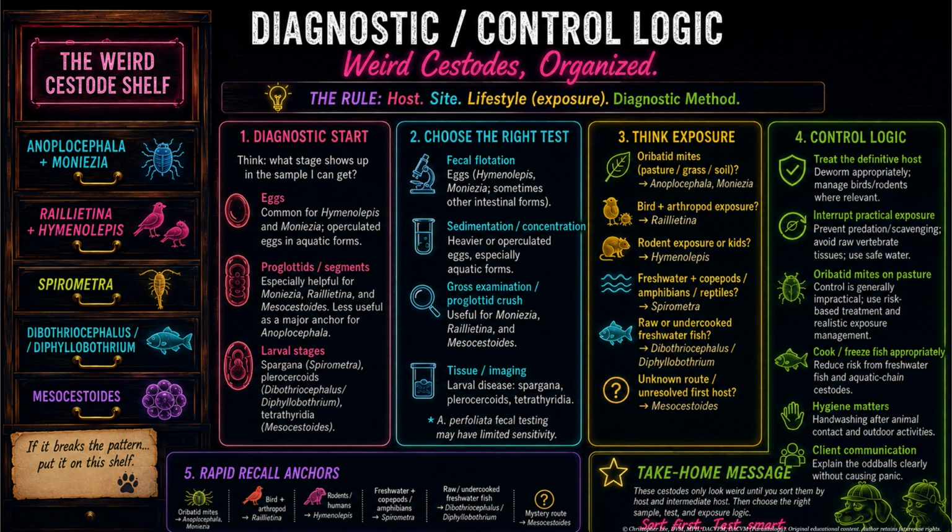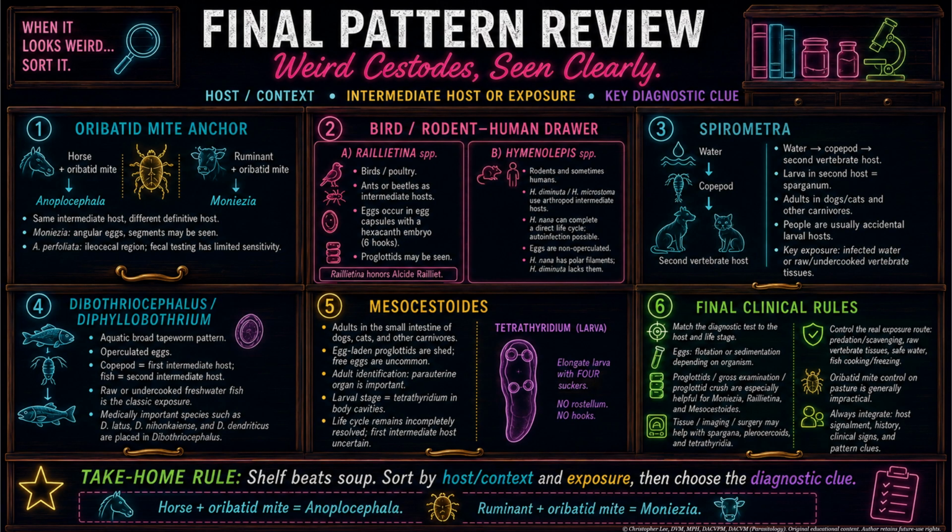Treat definitive hosts appropriately, prevent predation and scavenging, avoid raw vertebrate tissues, use safe water, and cook or properly freeze fish. Control poultry arthropods where practical. Pasture mites are ubiquitous, so routine mite suppression is generally impractical. Let's close the cabinet one drawer at a time.